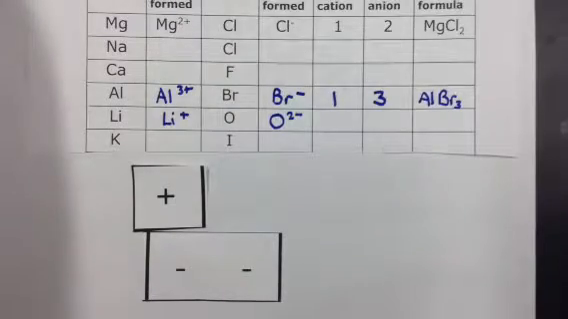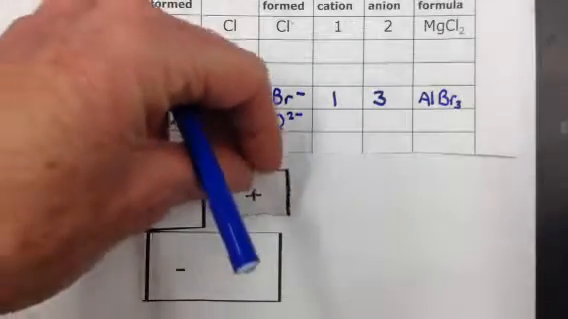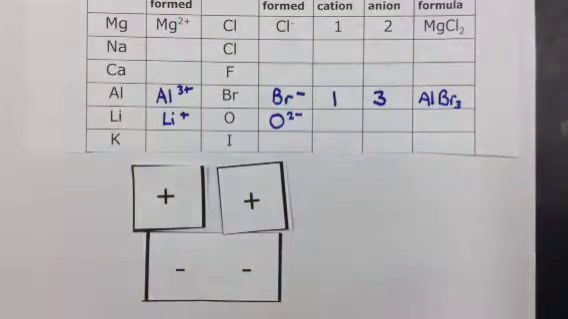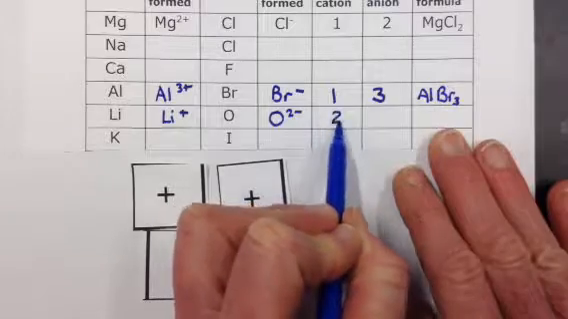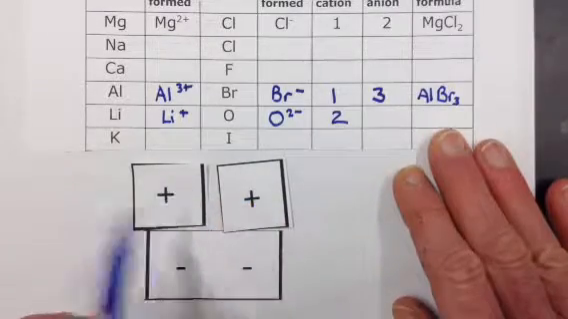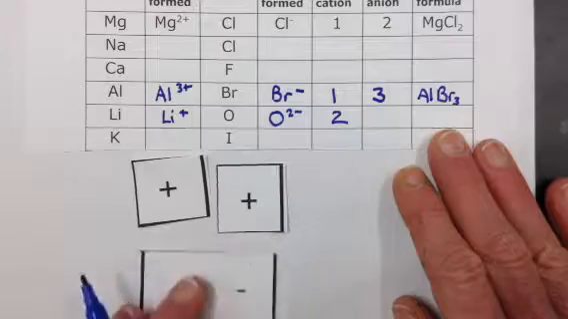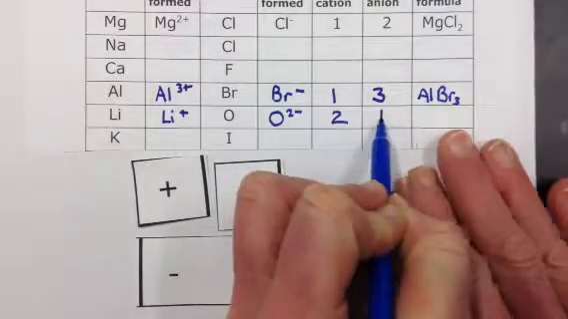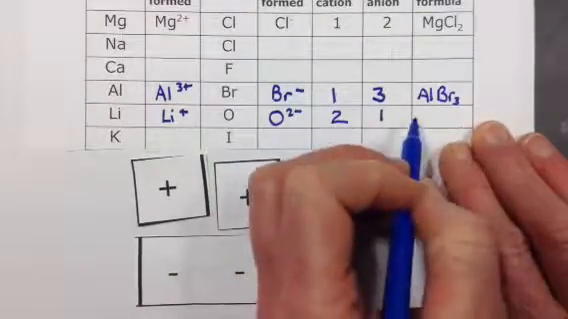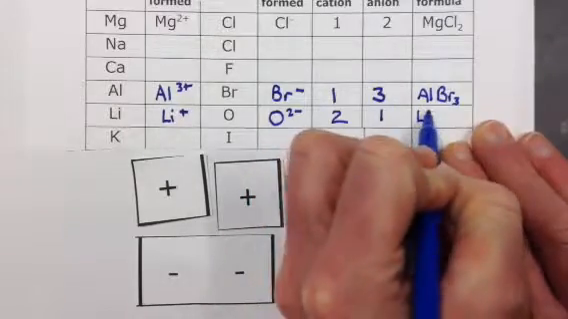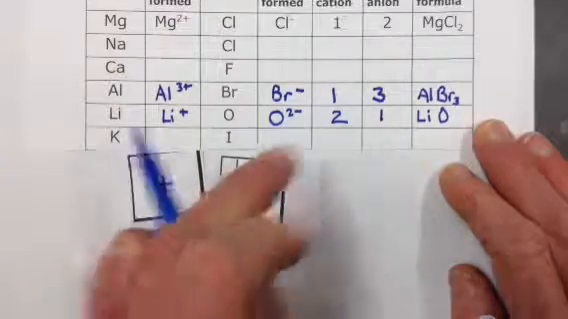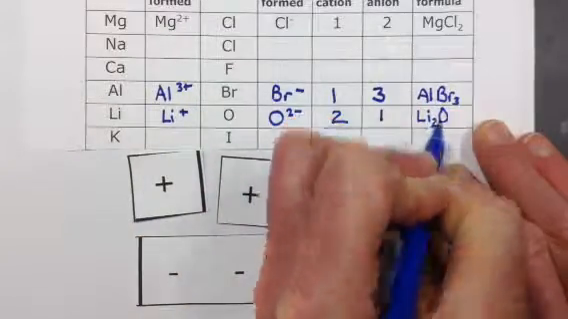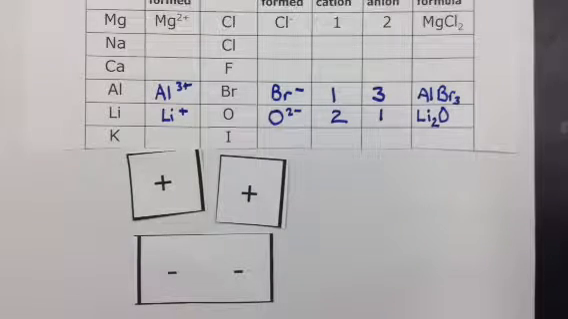We are not overall neutral, so we're going to need to figure out what the formula needs to be. 2 lithiums and 1 oxygen. So we need 2 of the cations to make our charges equal, and only 1 of the anions. So our formula would be Li, and we need 2 of the Li's and only 1 of the O's, so we put the 2 right here: Li2O, lithium oxide. You don't need to put a 1 if that's all you need.